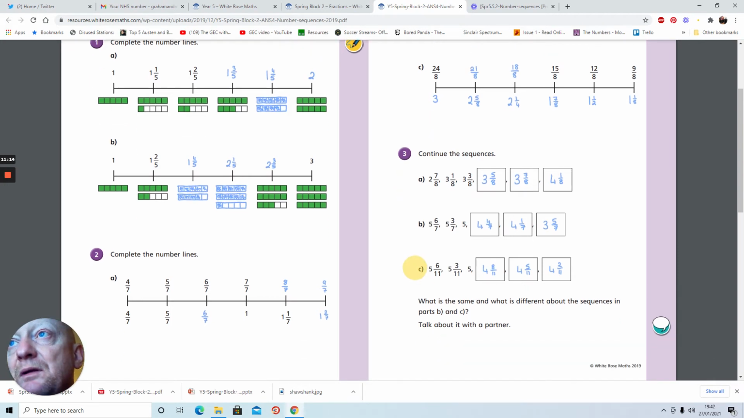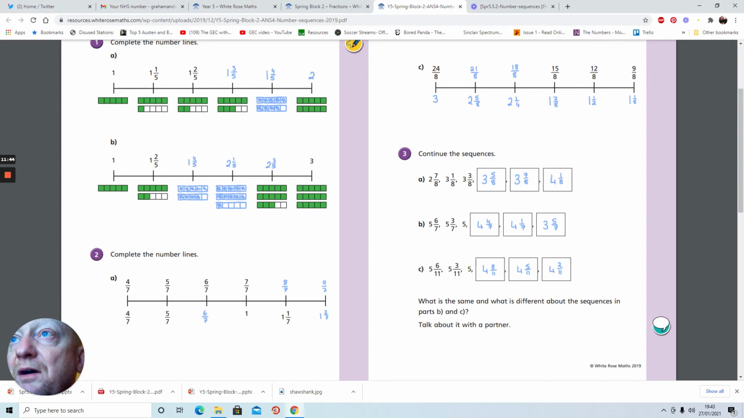C, next one, you've got 5 and 6/11, 5 and 3/11, 5. This time we're going backwards in 3s. 3/11, okay? So it's 3/11 going backwards every time. So again, you can do the old trick. Take the denominator, write that down there, put a little line above, so you know that's going to be the same. The fraction is always going to be the same because it doesn't change all the way through.